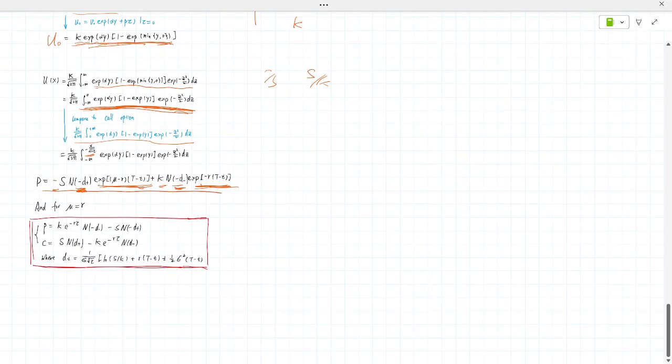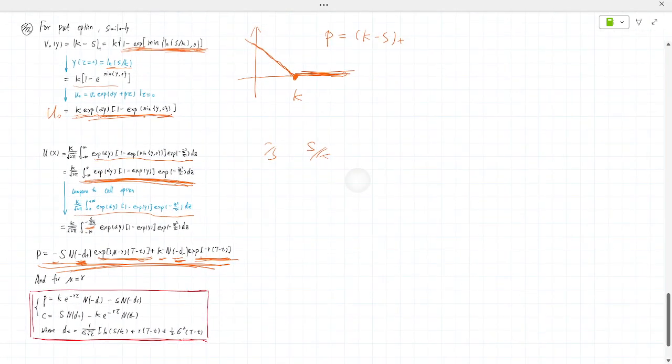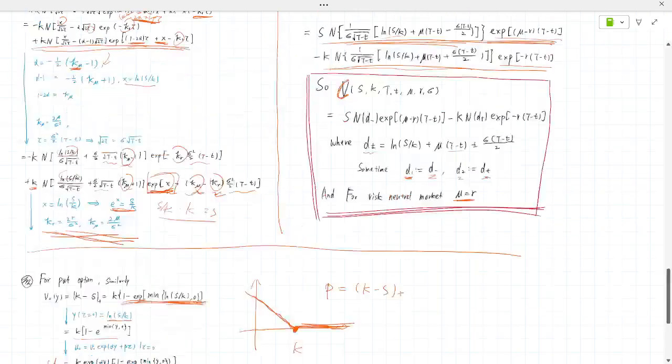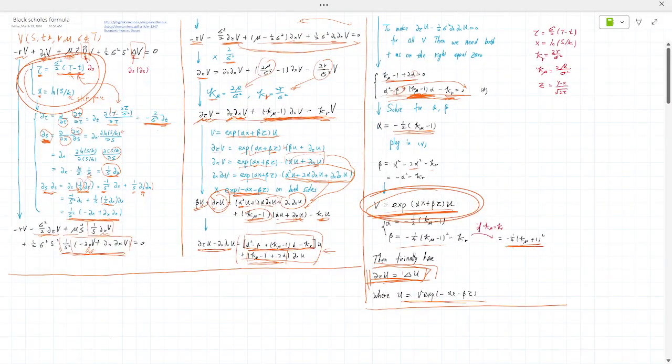Thus, the put option pricing using Black-Scholes differential PDE. We have for the risk neutral market this formula for put and call options with d plus minus equals to that. And there we go. Just an overview of everything.